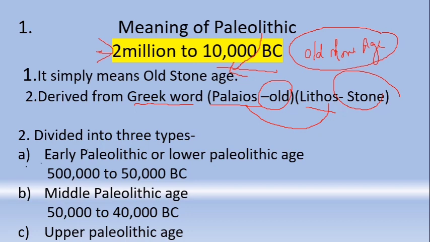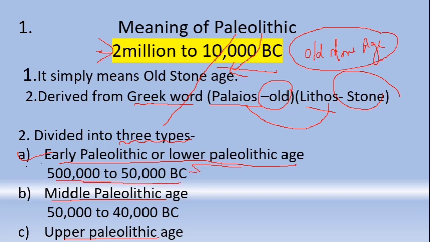Now again, the Paleolithic Age is divided into three types. One is called the Early Paleolithic or the Lower Paleolithic Age. Second, the Middle Paleolithic Age, and the Upper Paleolithic Age. So we'll see the Early Paleolithic or the Lower Paleolithic Age first. The time period starts from 500 to 50,000 BC.